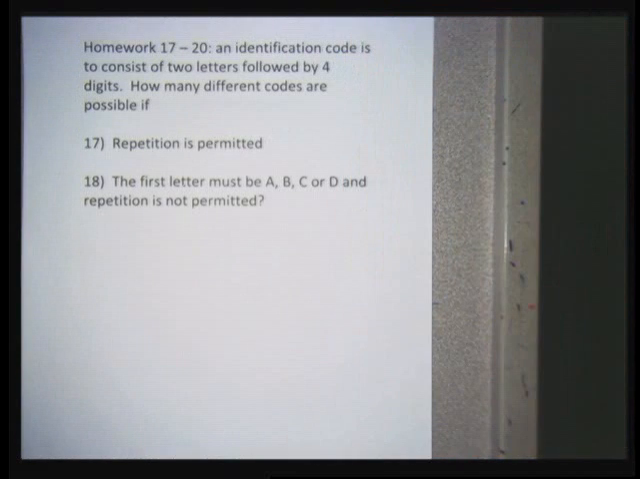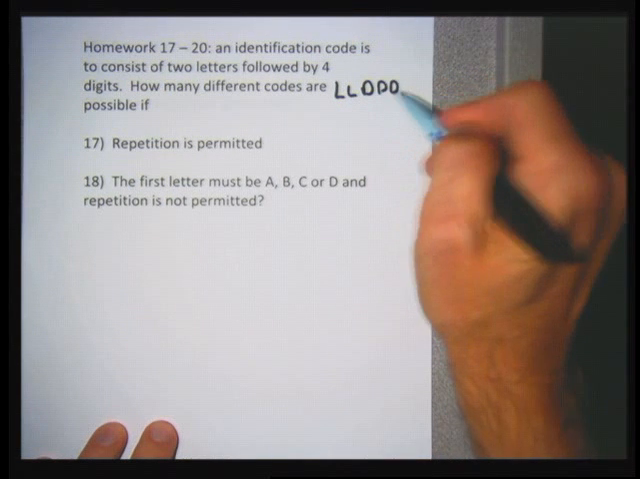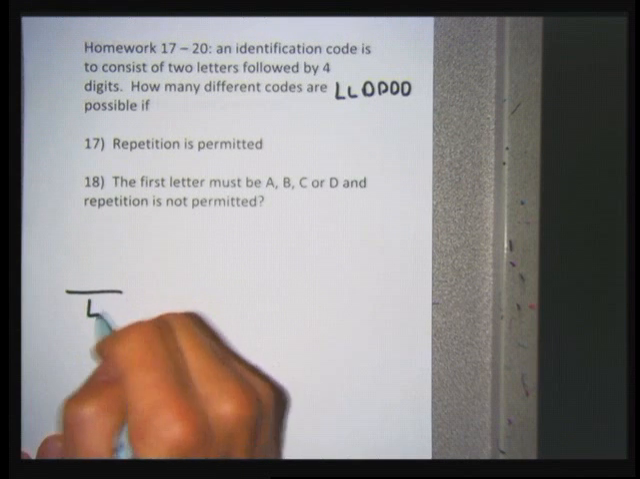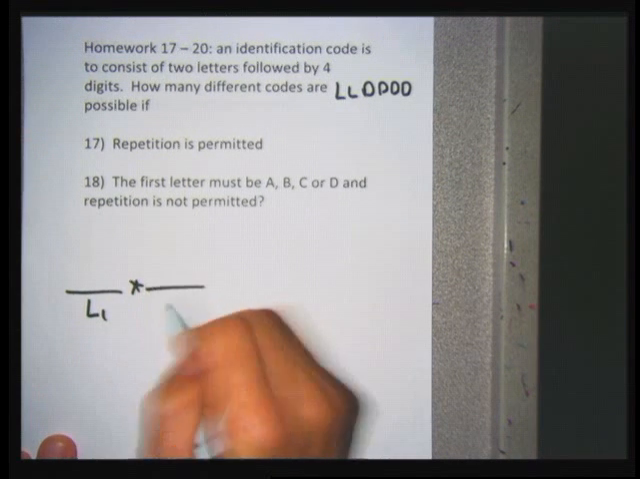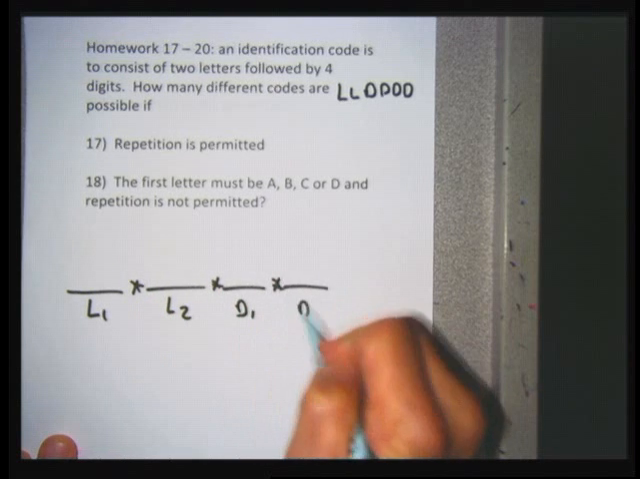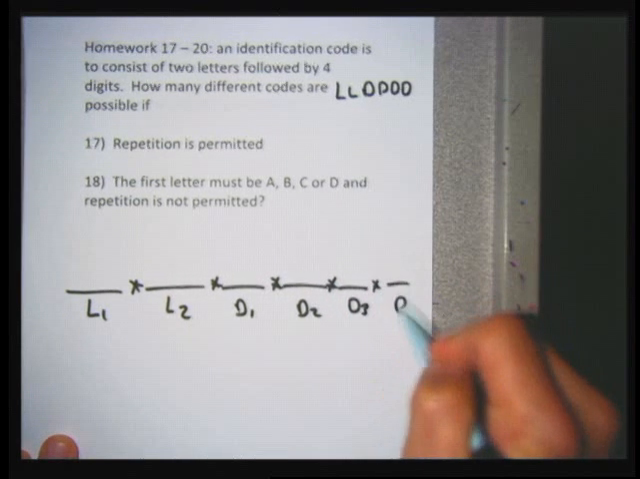17 through 20, identification code has 2 letters followed by 4 digits. How many different codes are possible? Your problem 17, repetition is permitted, so you're not going to increment down. There's 26 letters and 10 digits. For my problem 18, so I need first letter, second letter, first digit, second digit, third digit, and 4th digit.